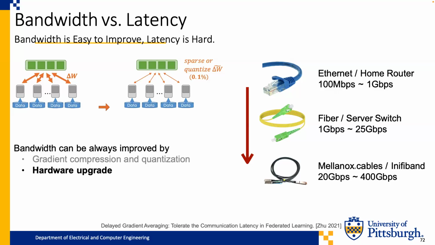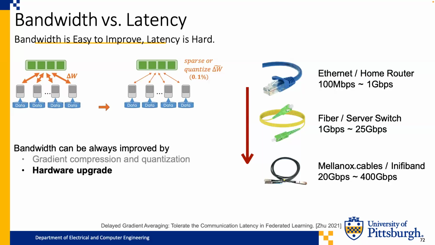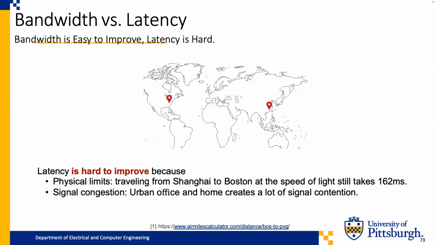The bandwidth, we can compress the gradient, and you can always improve the hardware, right? Those are things for the bandwidth. But latency is hard. From the US all the way to China, it's that far. From Boston to Shanghai to Boston, the speed of light still takes 162 milliseconds. That's the physical limit. There's nothing that we can do. So if you really have distributed workers across the globe, then they converge very slowly. The training is going to be very slow. What do we do?